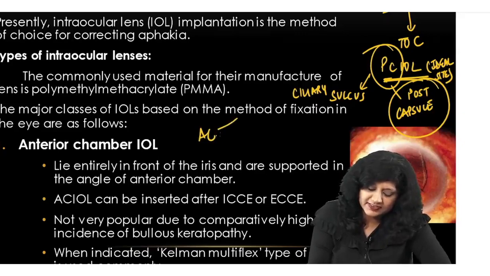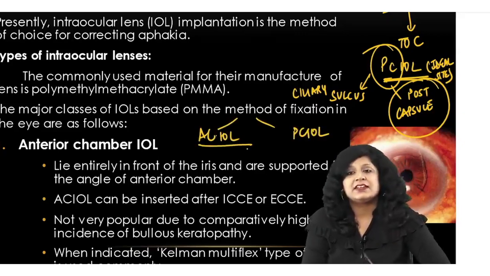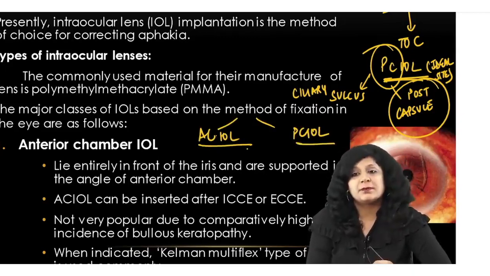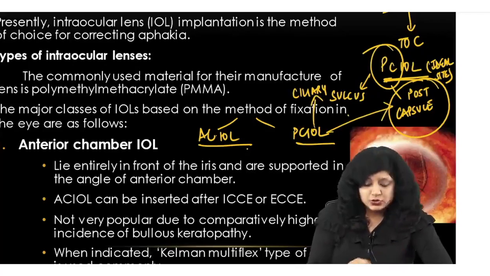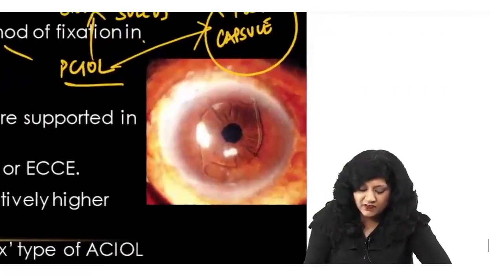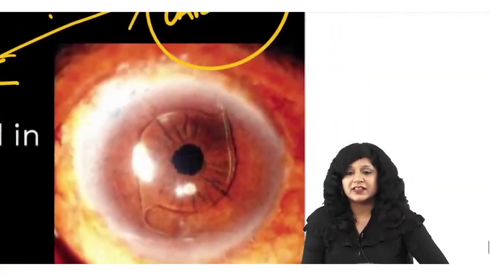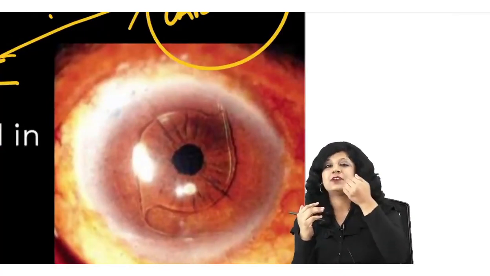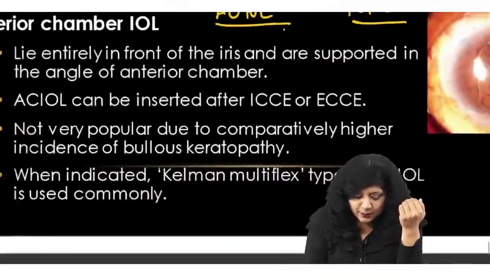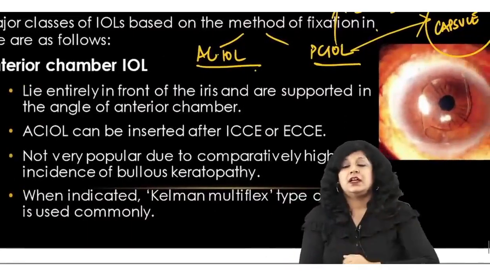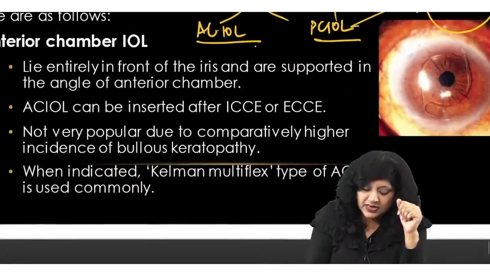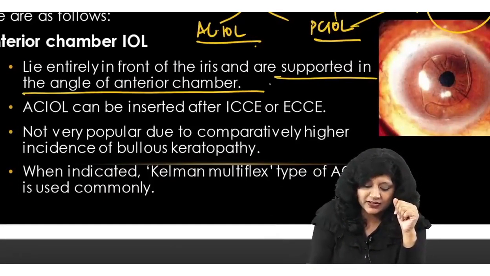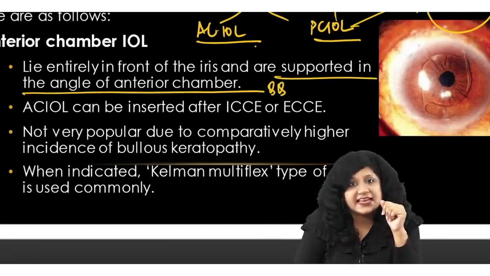Right, we can have ACIOL, I can have PCIOL. ACIOL means anterior chamber, PCIOL means posterior chamber. In the posterior chamber, I can have the ciliary sulcus or the posterior capsule. ACIOLs are given in the anterior chamber, something like this. Can you see? These are placed in front of the iris, though they are not very popular, because there are a lot of complications that can take place. They are supported in the angle of the anterior chamber. That is why they are called ACIOL.